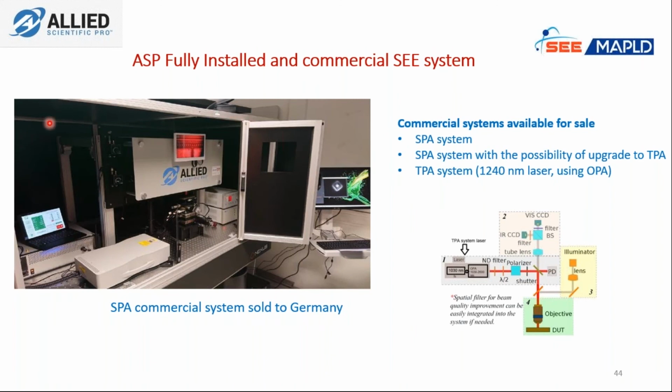And finally, this is a commercial system that we built and sold to Germany. As you can see, this is all enclosed in a box. And this is a window that could protect against the class 4 laser, so we reduce the system to a class 1 laser. This is all the attenuation optics. These are the laser, the controllers, the translation stage, and then we also have cameras, a visible camera and a near IR camera. So we are able to build the SPA system, with the possibility of upgrade to TPA, and also a TPA system.